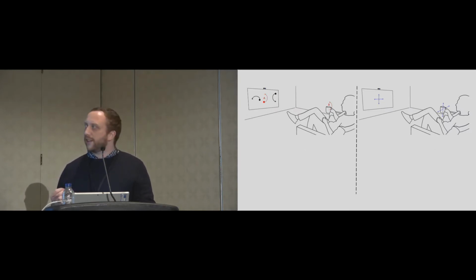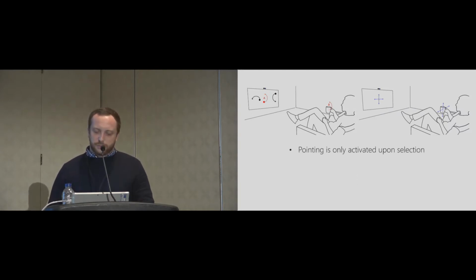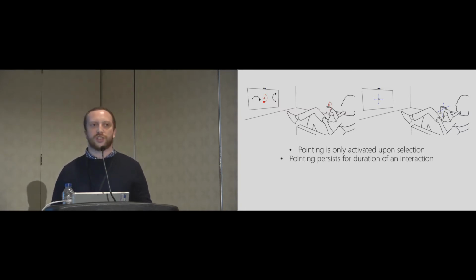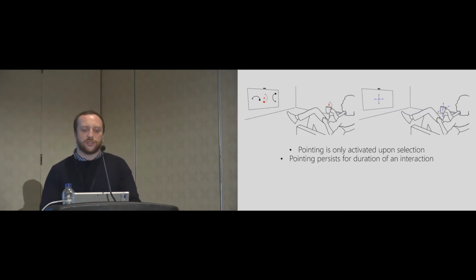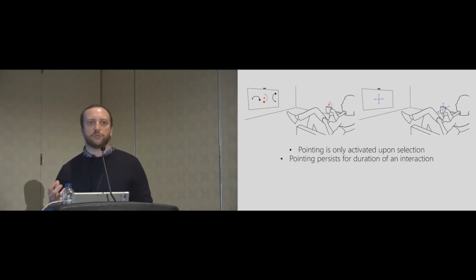But when we combine these approaches, we can leverage further advantages. So the pointing is only activated upon the selection of a control and only needs to persist for the duration of an interaction. So this effectively shifts the Midas touch problem we have with cursor-based interaction to the motion matching phase, where we can control and design specific motions to alleviate this problem.